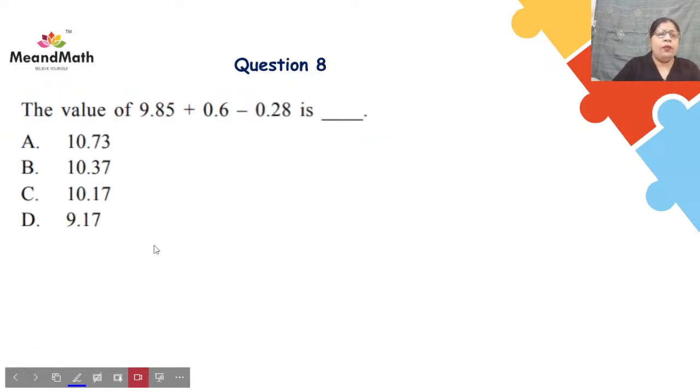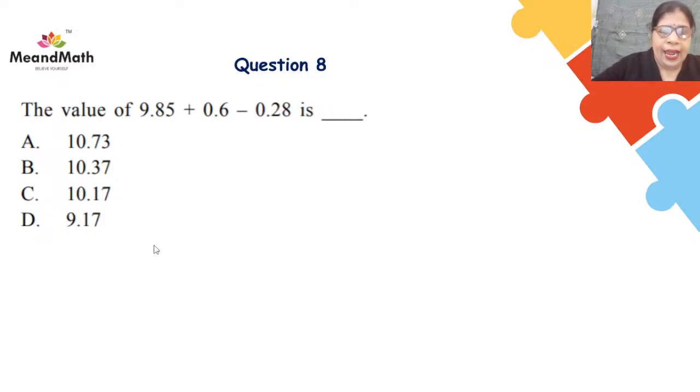Okay. Now we are moving to our next question. This is finding the value of some of the decimal numbers given. So we have to do the addition first, and then we are going to do the subtraction. We are going to follow the BODMAS rule over here. So in the BODMAS rule, we have to add these two numbers first, and whatever answer we get, we have to subtract 0.28 from it. Let's see what answer you are getting.